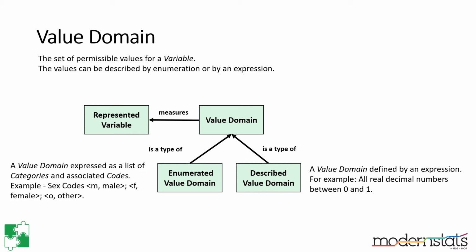A described value domain is a value domain defined by an expression. It could be all real numbers between 0 and 1. It could be the length, height, weight, temperatures, number of vehicles. And the value domain can be used for different variables. When defining a represented variable, if you have temperature, you can also say it's in Celsius or Fahrenheit. So you can always specify it further. It's a described value domain.